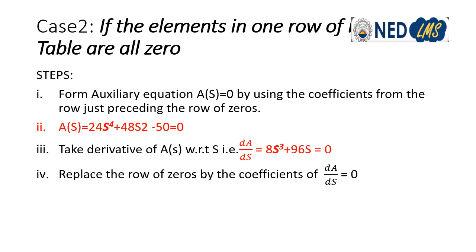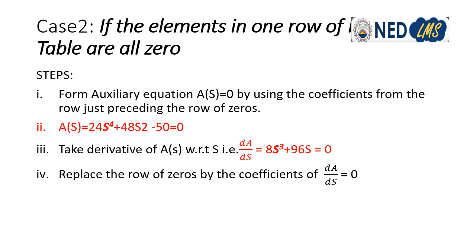So we have used the coefficients of S raised to the power 4 to make the auxiliary equation. So the first coefficient is actually the coefficient of S raised to the power 4. So we have written here 24s raised to the power 4 plus 48s square. We have written 48s square because these are the alternate coefficients. Then minus 50 s raised to the power 0, or we simply write it as 50. So the auxiliary equation will become 24s raised to the power 4 plus 48s square minus 50 equals 0.